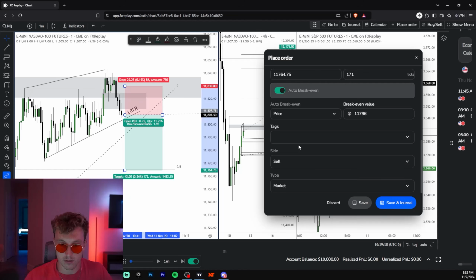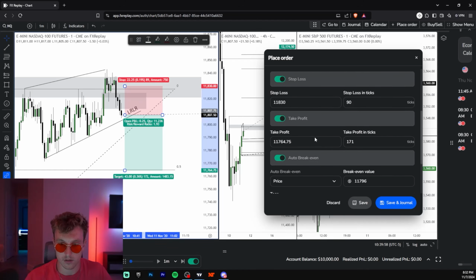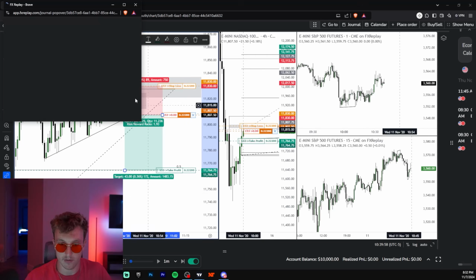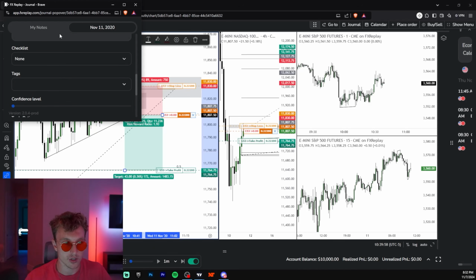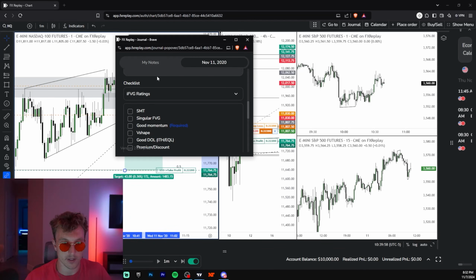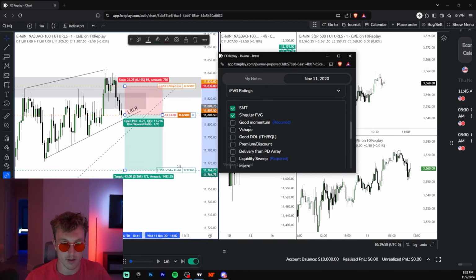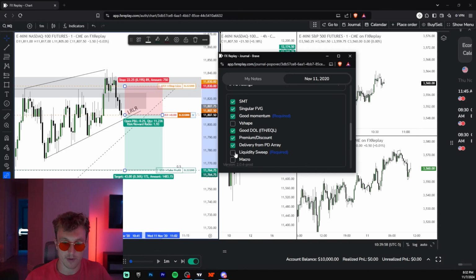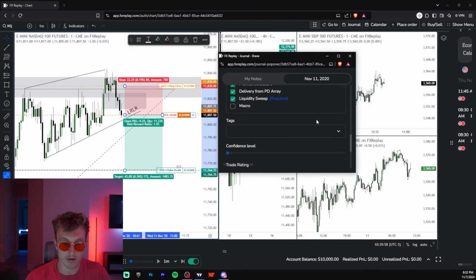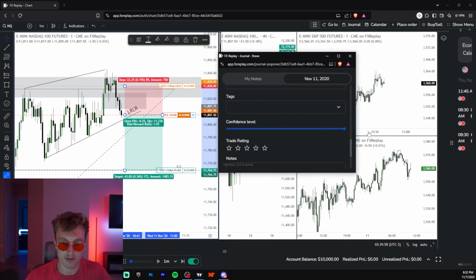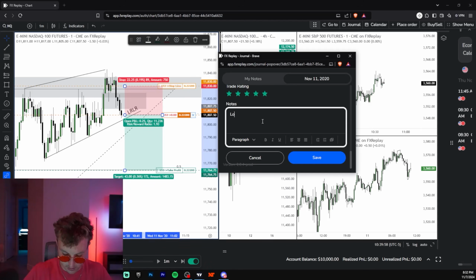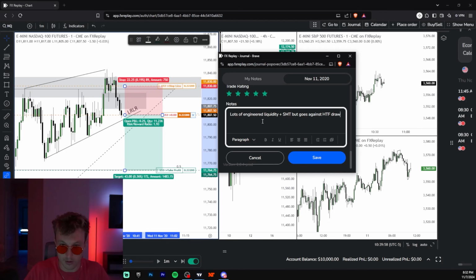I'm gonna do sell market, tags, save and journal. So I'm gonna screenshot this. Checklist. It's SMT, singular fair value gap. Pretty good momentum, I would say. V-shape, not V-shape. Good on liquidity. It is in premium discount. Delivered from PD array, yes. Liquidity sweep, yes. Macro, no. Confidence level, I feel pretty confident about this. Lots of engineered liquidity plus SMT, but goes against higher time frame draw, in my opinion.